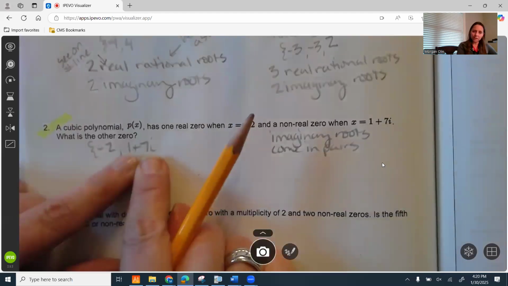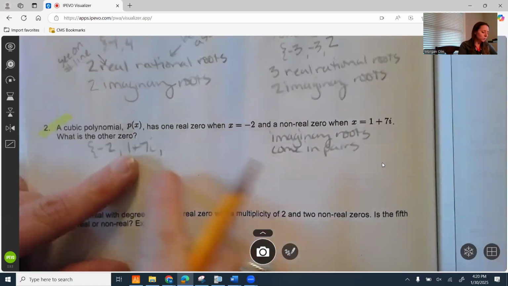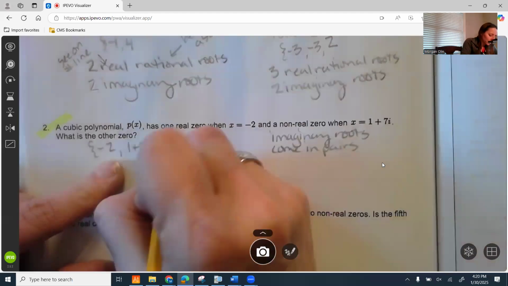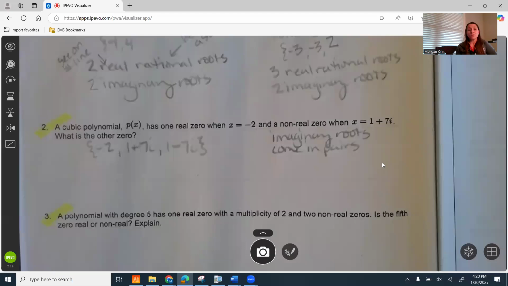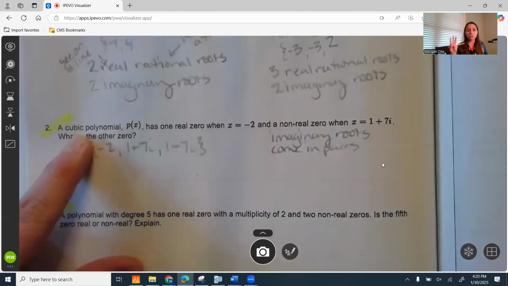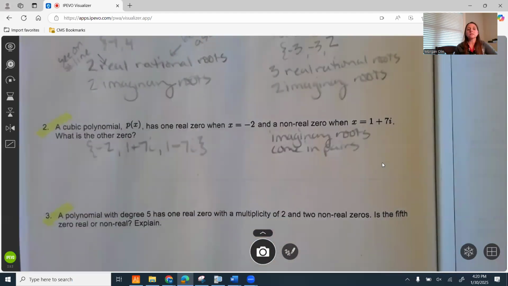Now, if 1 plus 7i is a root, well, what else is a root? Okay, well, guess what? It's called the conjugate. And what we do is only change that sign right there that you see. 1 minus 7i must also be a root. And think about cubic means 3. The degree is 3, so I should have 3 roots: 1, 2, 3. So 1 minus 7i is the other root.